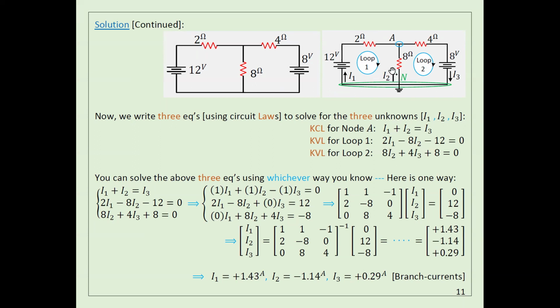Because I assume the current is this way, but actually here in this one I assume it's this way, so they are in opposite direction. So this one should be negative. By this way, I was able to get a second equation from this loop.